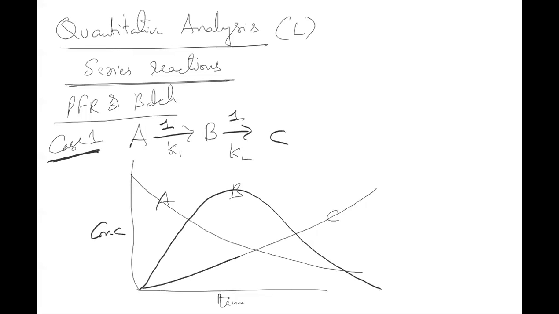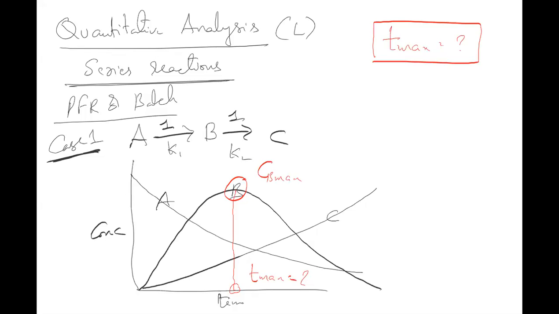What the quantitative analysis is here: at what time is CB maximum and what is CB max? CB will have an optimum profile. So what is T max? At what time is CB maximum and what is CB max? This is what we need to find. So how do you do it?